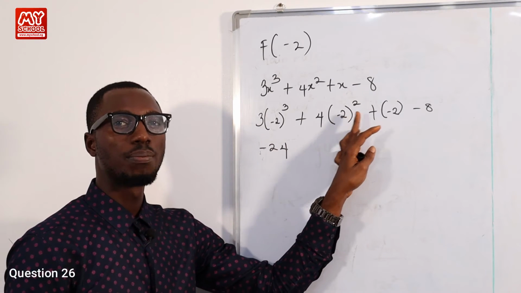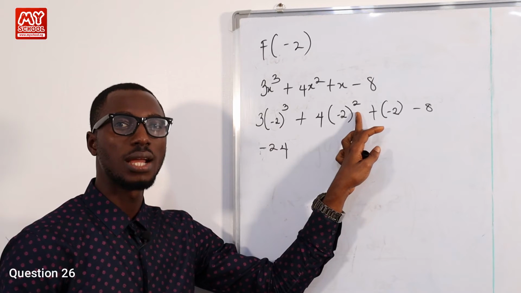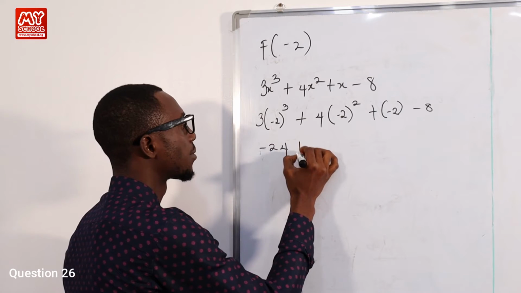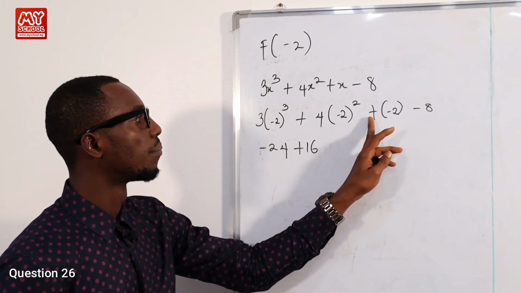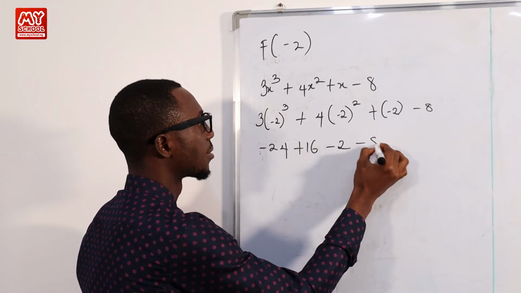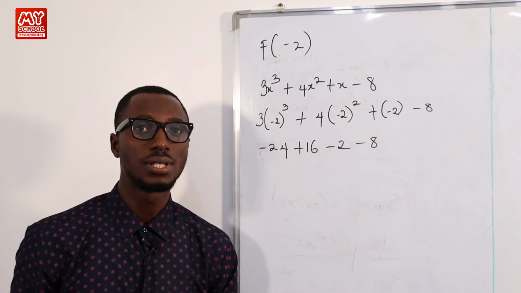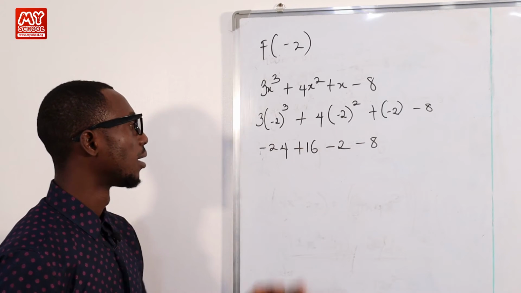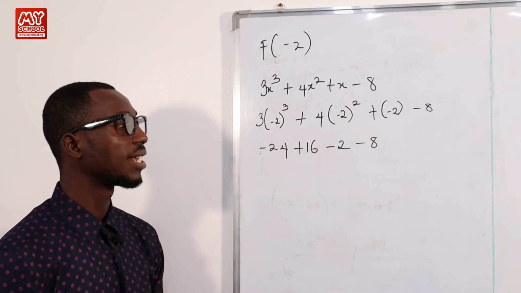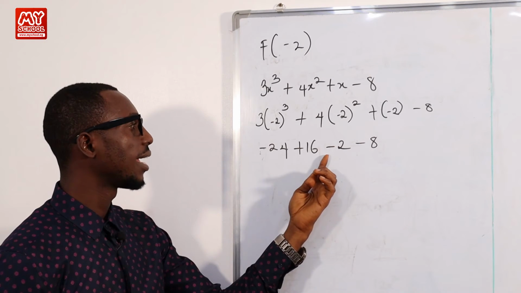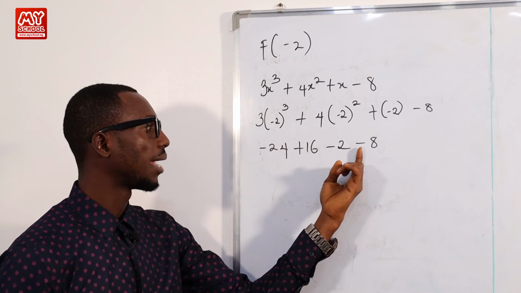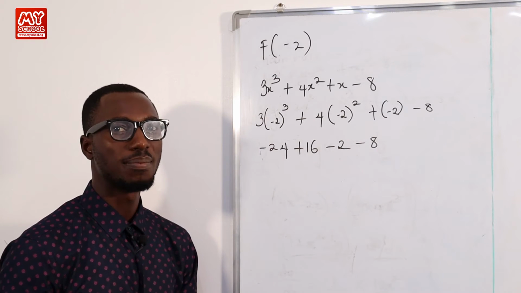Minus 2 raised to the power 2 means minus 2 times minus 2, that is plus 4, times 4, that gives us plus 16. Plus times minus, we have minus 2, then minus 8. So if we find the sum total of this, minus 24 plus 16 gives us minus 8. Minus 8 minus 2, that's minus 10. Minus 10 minus 8, that's minus 18.